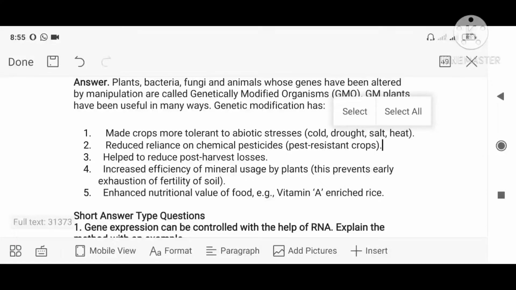Modified organisms are having them. With this I am stopping for today. In the next class we will be discussing the short answer type questions of the same. Okay. Thank you.